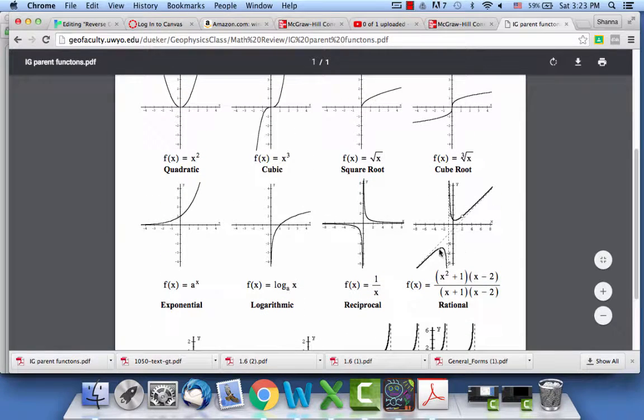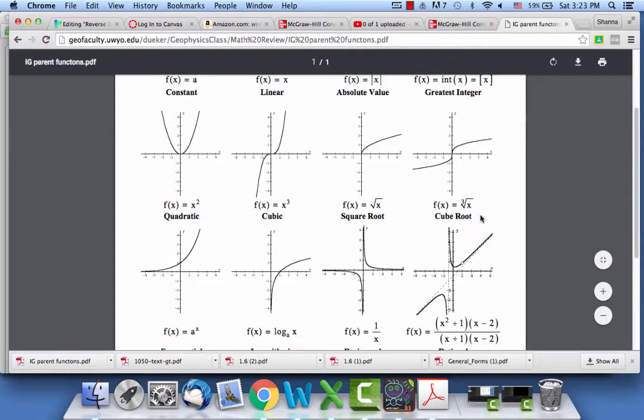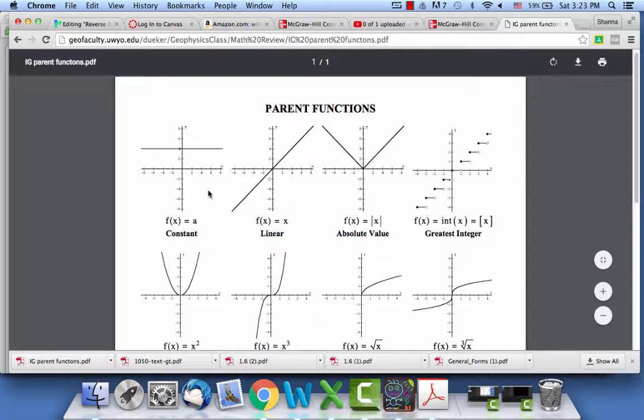This is certainly not the only kind of rational function, but what I'm really after here, this is a constant function. This is f of x equals x. This is absolute value x. Absolute value means distance from 0. So 4 and negative 4 are the same distance from 0, so they're the same height. This can also be called the floor function. It's just the integer portion of a value. So at 1, it's 1, but at 1.5, it's still 1.